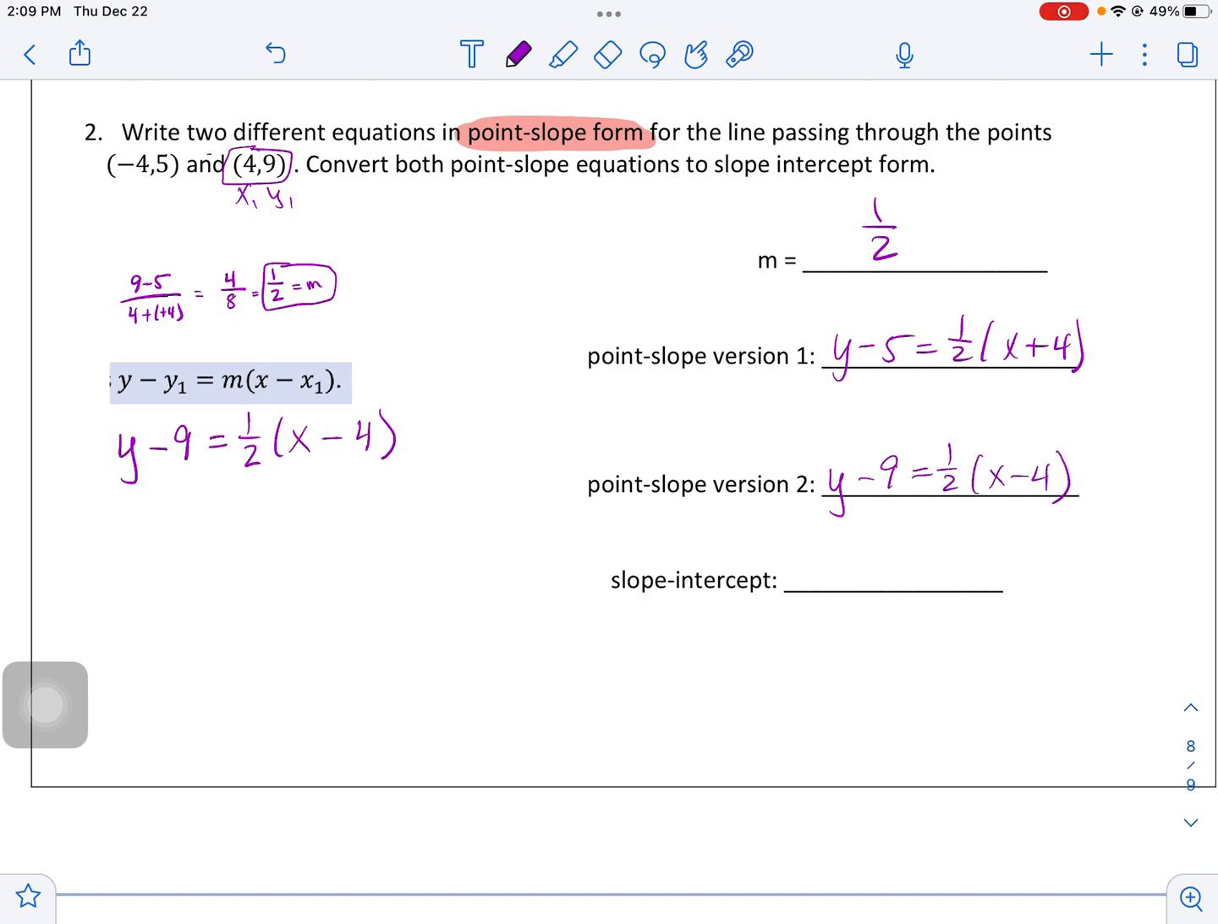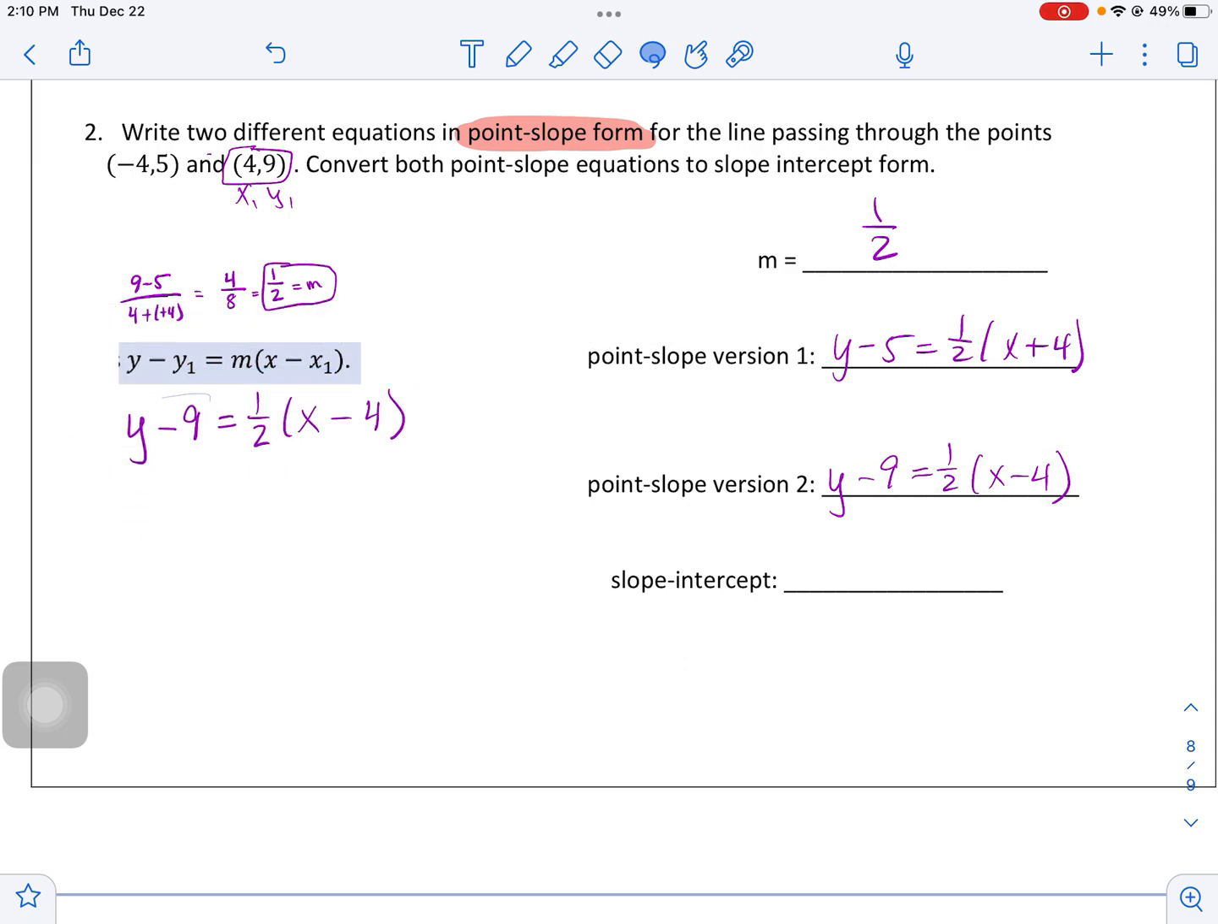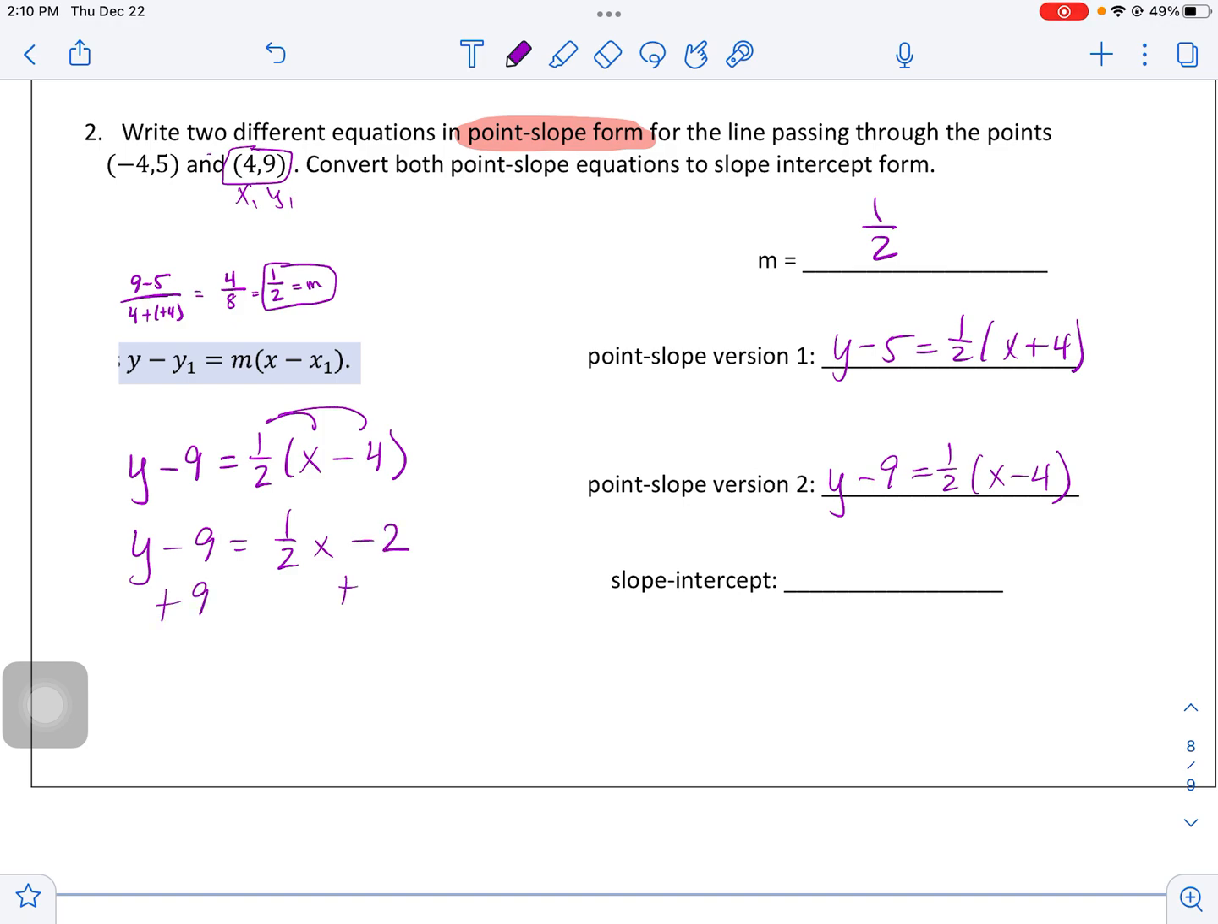Then it says find slope-intercept form. So you can use this equation or this equation to find slope-intercept form. I'm going to use this equation because it's the one I already have out. In order to make it in slope-intercept form, first thing we want to do is distribute that 1/2. So y minus 9 equals 1/2 x, 1/2 times 4 is 2. Now our goal is to get y by itself, and we have to move that 9 over. So y equals 1/2 x plus 7. So the slope-intercept form is y equals 1/2 x plus 7.